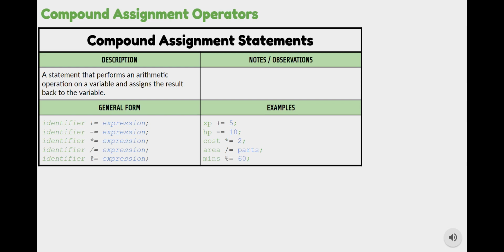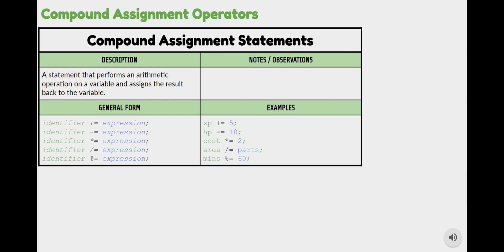That sound means that we are getting a new code statement. This is our compound assignment statement, a statement that performs an arithmetic operation on a variable and assigns the result back into that same variable. So you can see in our general form box, we have 5 different compound assignment statements. We have the plus equal, minus equal, times equal, divide equal, and mod equal.